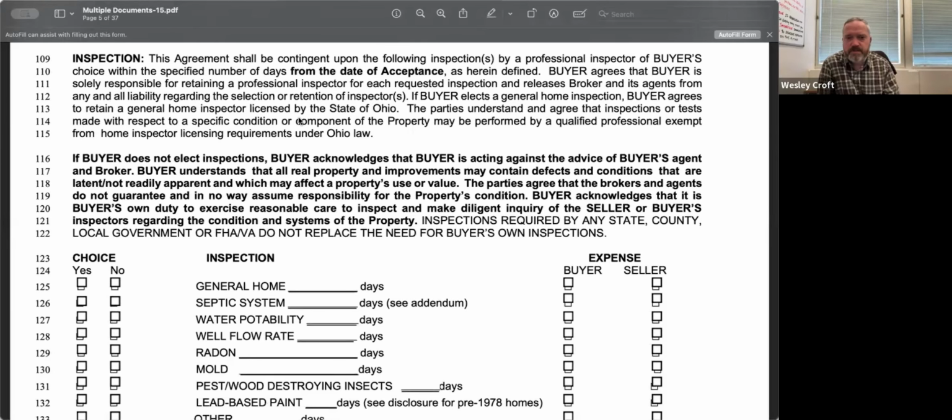Starting on line 109, this agreement shall be contingent upon the following inspections by a professional inspector of buyer's choice within the specified number of days from the date of acceptance. So again, we're working on calendar days, not business days. So just make sure that you understand that.